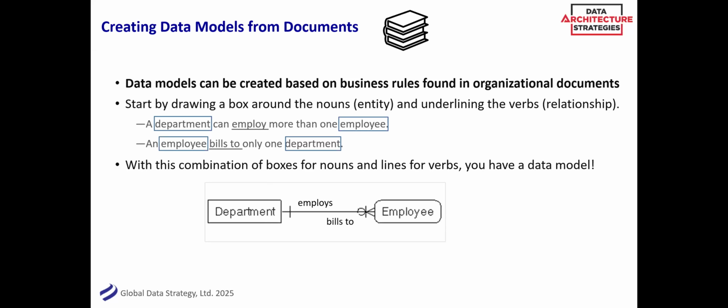So an easy way to do that is take these sentences in your documents, start putting boxes around the nouns: department, employee, location, customer, client, patient, student, all those types of things, and then start underlining the nouns. And for this example, you can have a department, employees, and an employee can work for a different department. This isn't a whole data modeling class, but there's cardinality, right? And so in here, a department can have many employees. An employee can only bill to one department.